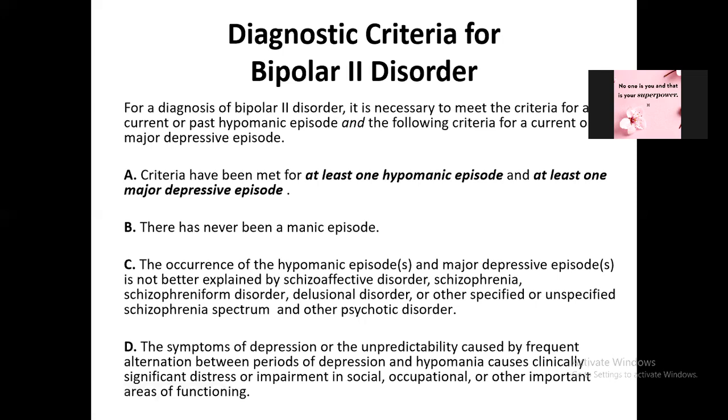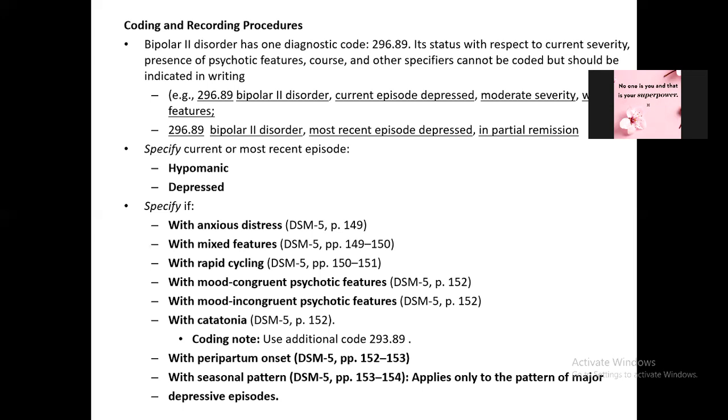All right. So these are the codings for the bipolar disorder. All right. We have discussed the coding previously. As with bipolar 1, you have to make sure about writing the diagnostic code for the bipolar 2 disorder. Then you have to make sure what the current severity status is. Then you have to write down the presence of the psychotic features. All right, the course, and obviously the other specifiers cannot be coded because they should be indicated in writing. Like it's been shown here as an example. This is the targeted code for the DSM in case of bipolar 2 disorder.